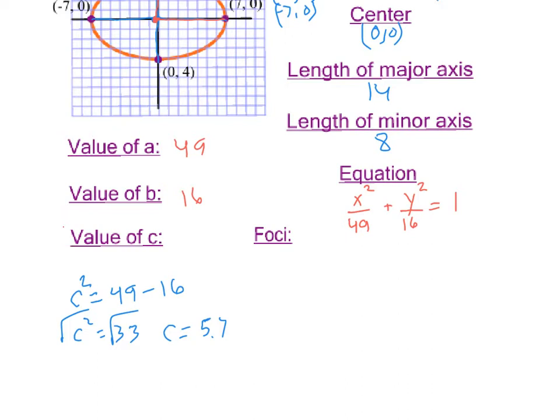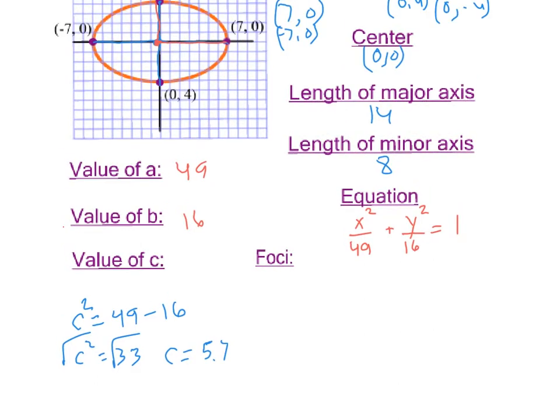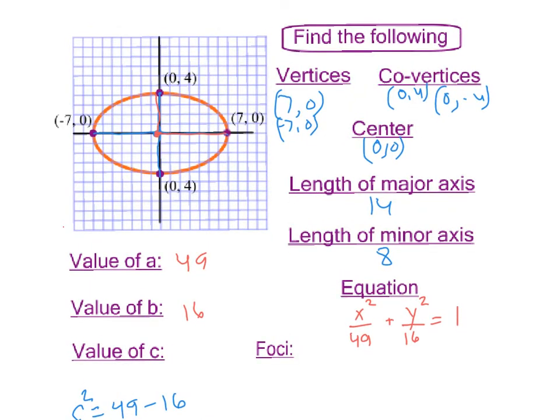It's always in the major axis direction. So if we know that it's 5.7 units away from the center, our center is at the origin here, so our foci have to be 5.7 units away. So that means 1, 2, 3, 4, 5.7 is about right there. Same thing this way, it's about right there. So the two foci are going to be 5.7, 0, and -5.7, 0.